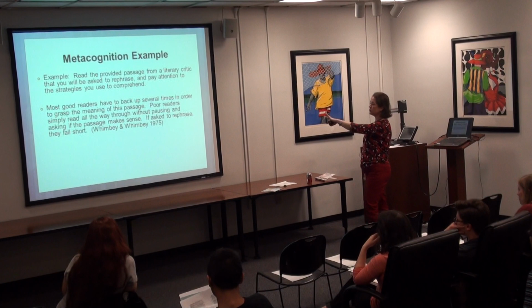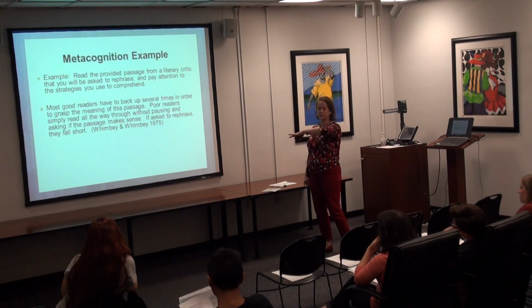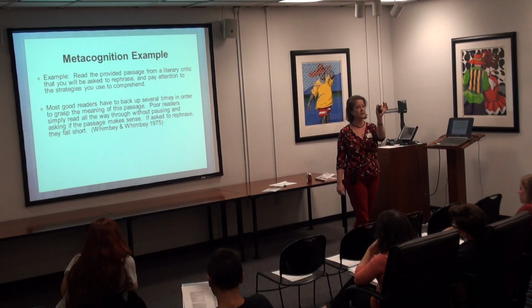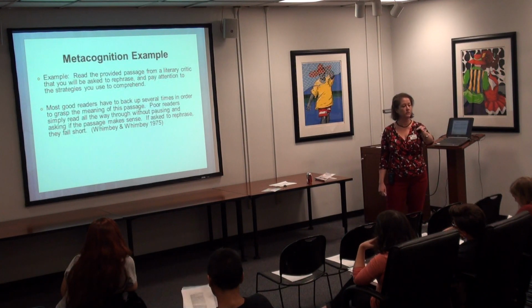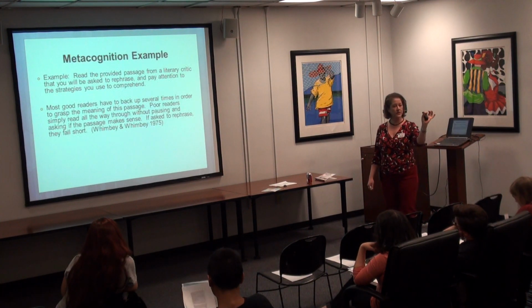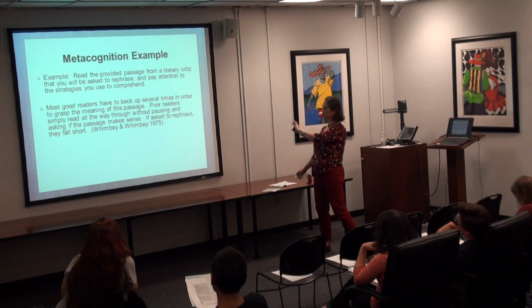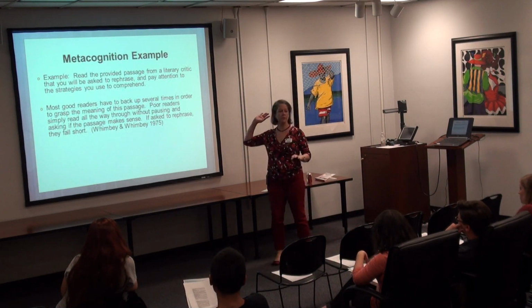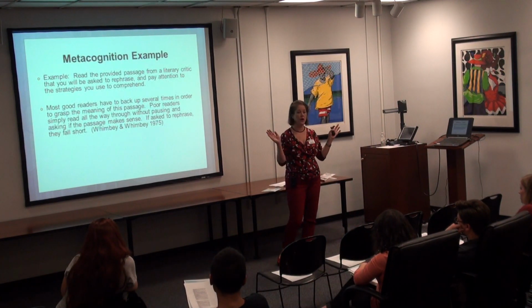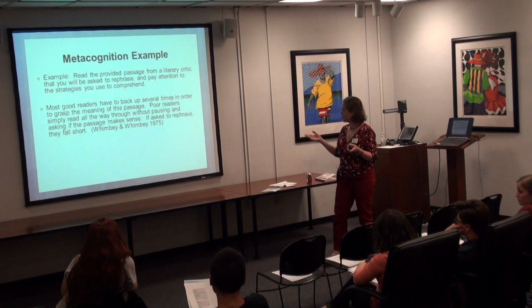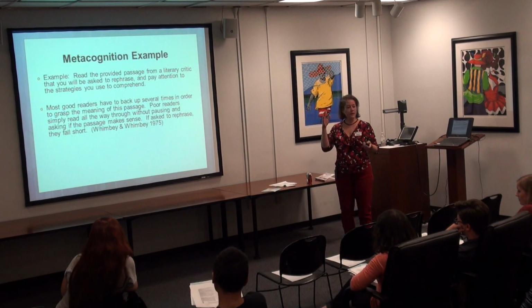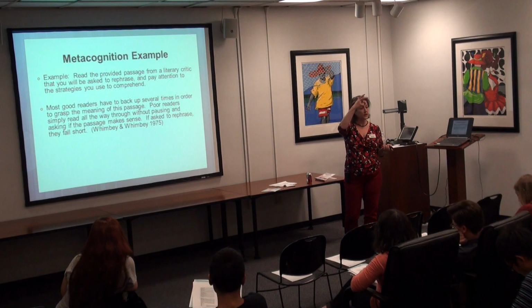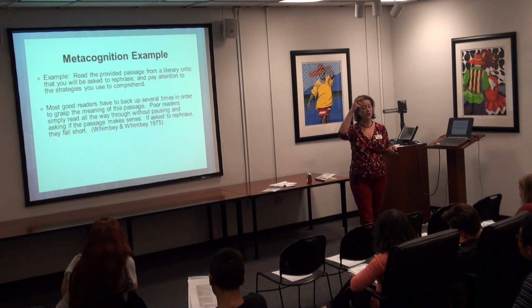Most good readers will back up several times. They'll either read it all the way through and then go back to sections, or read up to a punctuation mark, reread it, and make sure they understand each section. Poor readers will read all the way through without pausing and just say, I didn't understand it, and not go back and rethink it. And so this is metacognition. You're thinking about how you best understand, and this is what students need to start learning how to do.